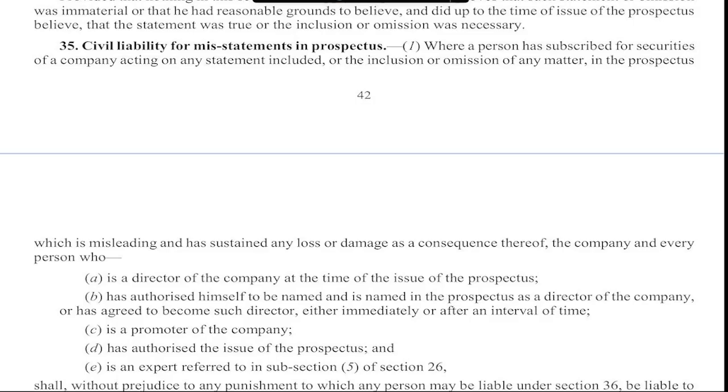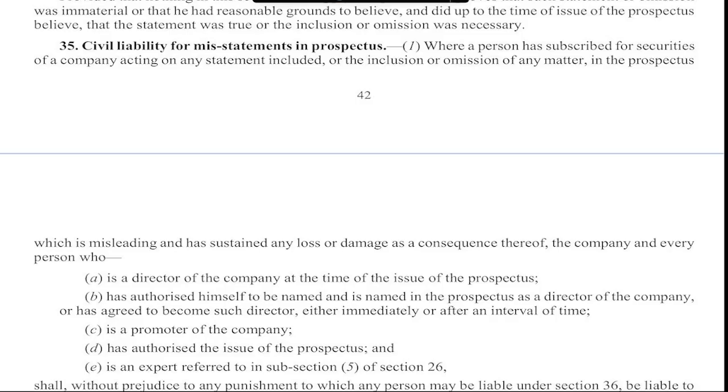Criminal liability means you will be liable for imprisonment, you will be liable for a fine. Civil liability, fines, penalties, punishments will not be there. Compensation will be there. Because of you, who incurred loss? You gave misstatements in the prospectus, believing that to be true, the public subscribed to the shares. After subscribing to the shares, they incurred loss. Public incurred loss because of misstatements in your prospectus.